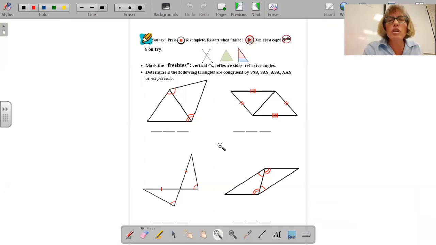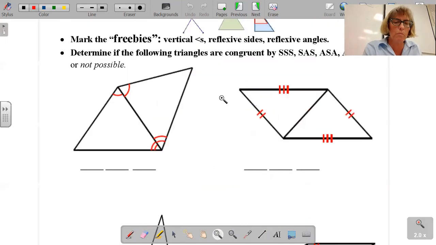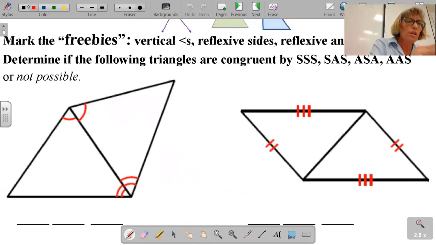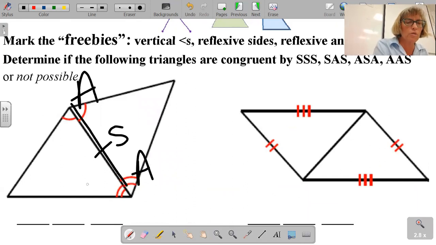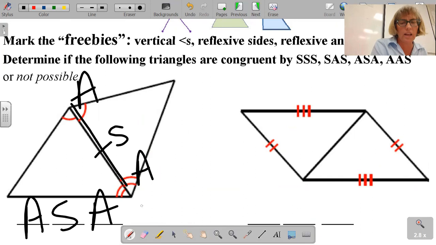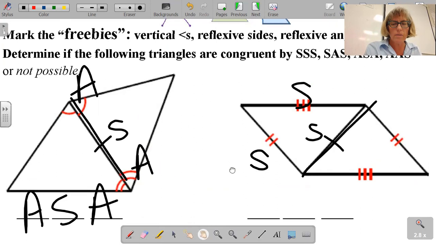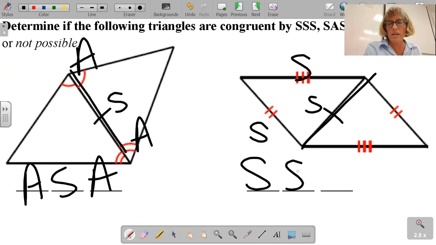Welcome back. Switch to a red pen, friends. I'm not going to color code this one for speed's sake. I'm just going to give you the answers. This one, your freebie was here. It's a side. This is an angle, angle. This should read angle, side, angle. Right-hand side, you had a reflexive side. You had 2 other sets of sides. This one reads side, side, side.